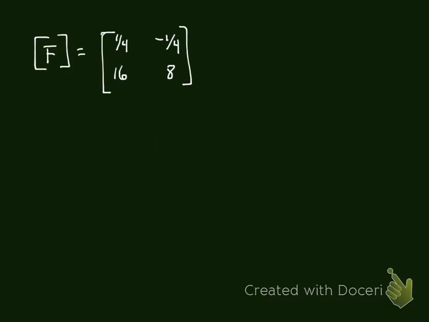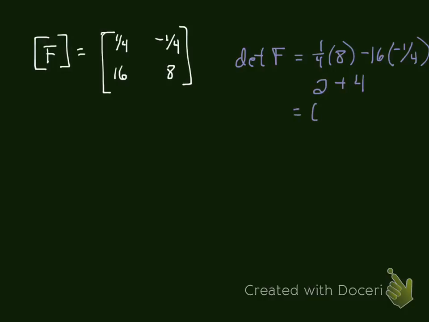The F matrix. Again, first step's the determinant. It's a cross multiply. So I have 1/4 times 8, and I did convert mine to fractions to make it a little easier to see, times 16 minus 16 times negative 1/4. So 8 divided by 4 is 2, and then 16 divided by 4 is 4. So my determinant is 6.